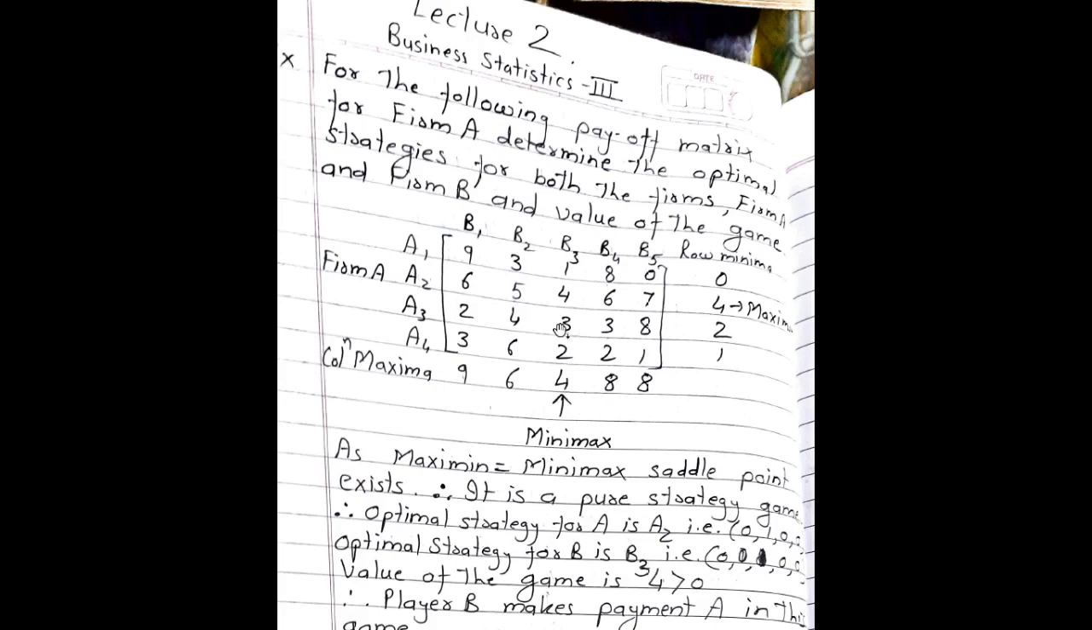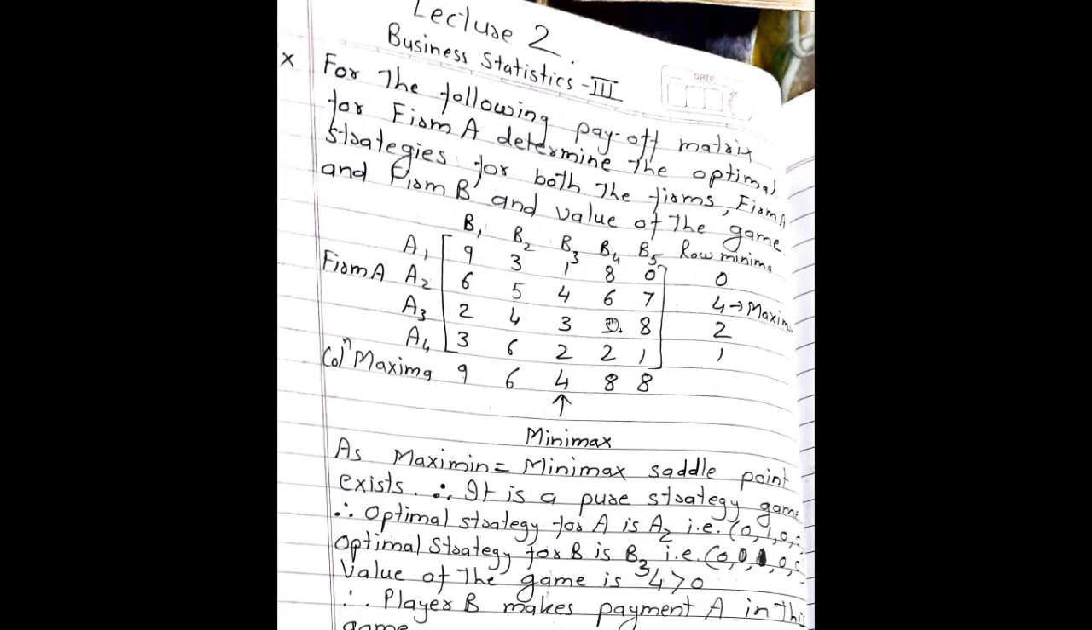See the example based on saddle point. For the following payoff matrix for firm A, determine the optimal strategies for both the firms, firm A and firm B, and value of the game. Firm A has got 4 strategies, A1, A2, A3, A4. Firm B has got 5 strategies, B1, B2, B3, B4, B5. And the payoff matrix is given to us.